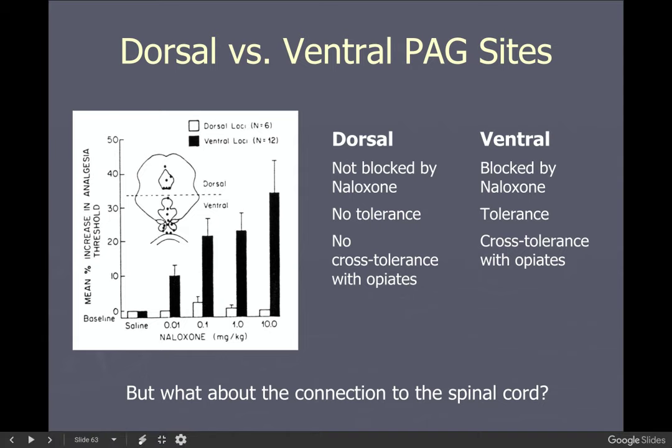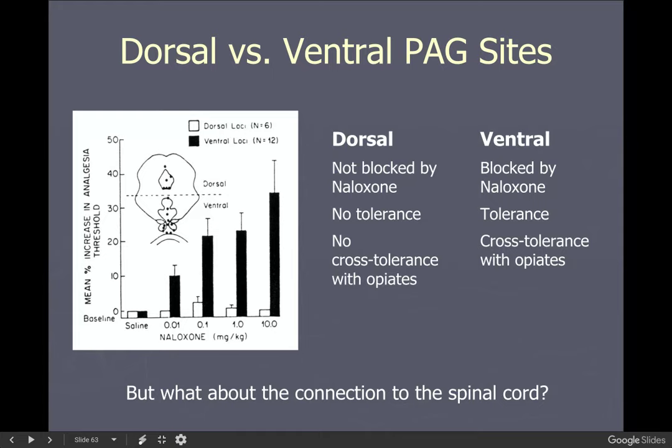And here are results of a few studies. Dorsal not blocked by naloxone. There's no tolerance. There's no cross tolerance. The ventral is blocked by naloxone. There's tolerance. There's cross tolerance. I can't tell you how many times at UCLA I told them, why aren't we concentrating on the dorsal? Because we already know opiates develop tolerance and cross tolerance. We have morphine. What the heck is the dorsal? We didn't know, and I didn't win that argument.